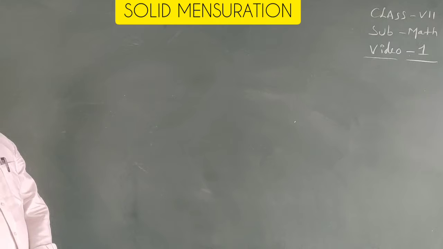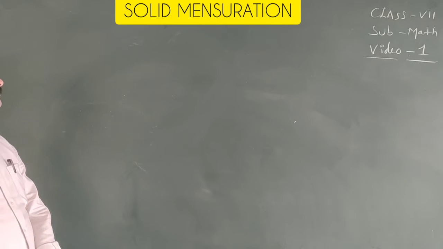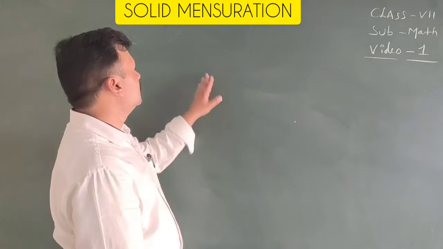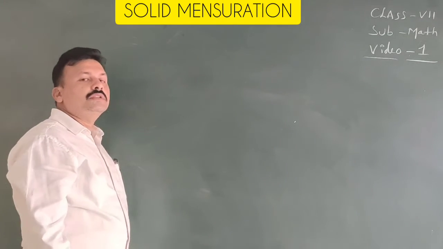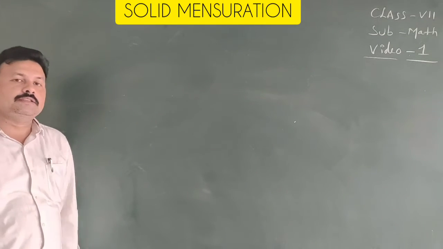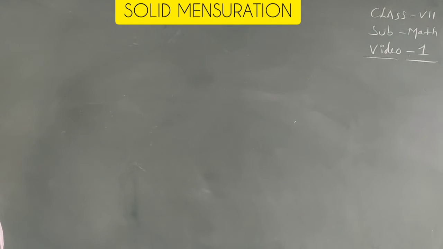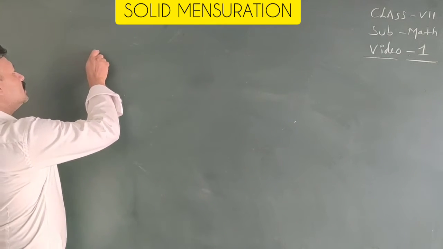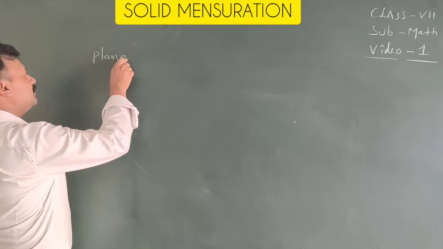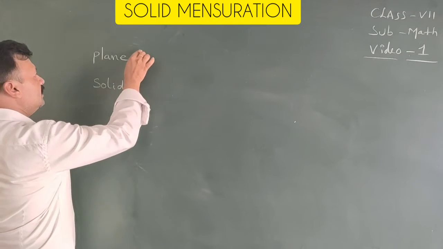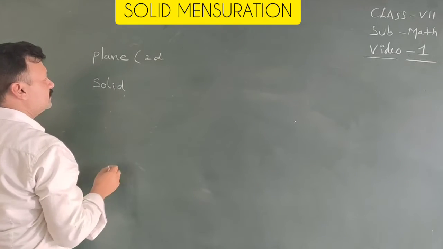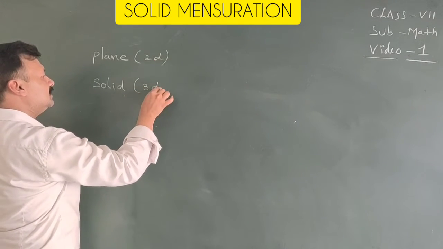Here, in this particular chapter, solid mensuration. Already we completed plane mensuration. Mensuration deals with the area and perimeter, while solid mensuration deals with volume and surface areas. Here, the figures are divided into two kinds: plane figures and solid figures. Plane figures are two-dimensional in shape, while solid figures are three-dimensional in shape.